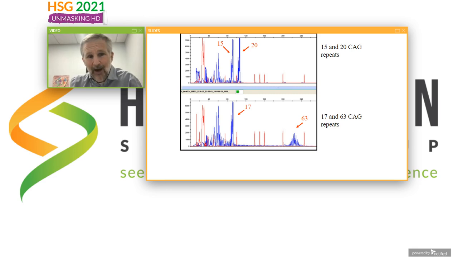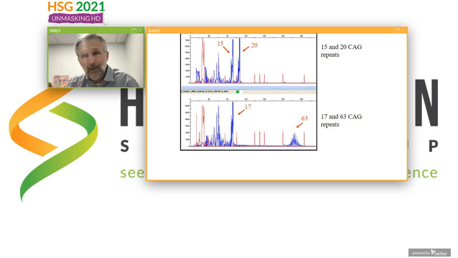The result on the bottom, this is an example of an abnormal or positive result. And there's a big blue peak here that I've labeled 17, and another blue peak over here that's a little bit messier that's labeled as 63. And this would be a case of a patient with a fairly large expansion in the Huntington's gene of 63 repeats.